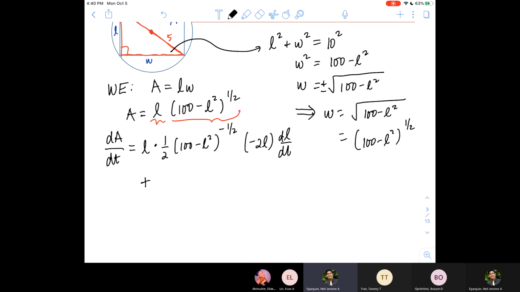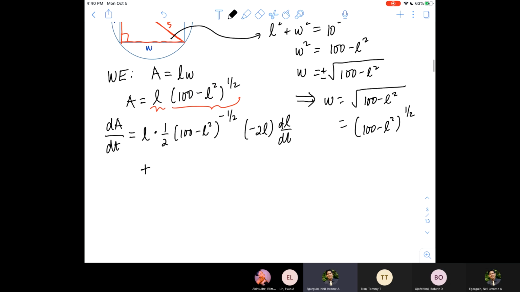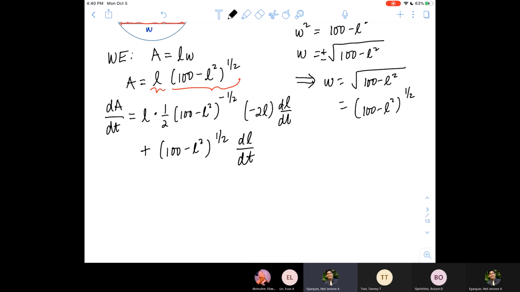I'm applying the product rule, right? So I need to have a plus. I'll copy the second times the derivative of the first factor, which is dL over dt. Okay. Now we're done differentiating, so we can plug in all the known information, right?